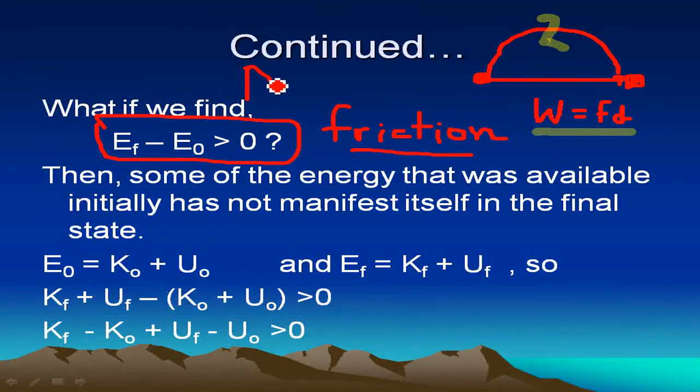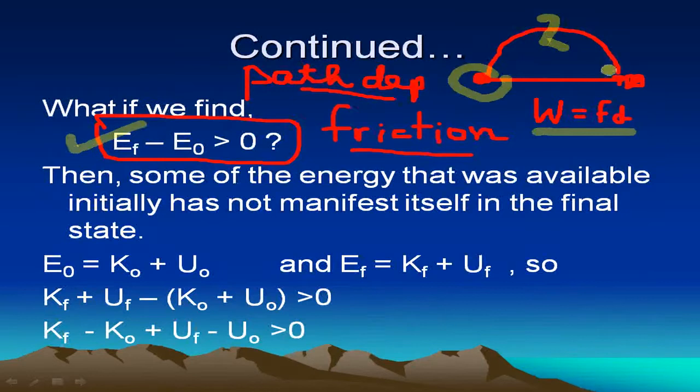I don't know if I can write that up here successfully, but let's try. Path dependent. I won't write out the full word dependent. So if the particular force that the work is being done against is path dependent, then you're not going to find that the energy is conserved, because it will matter where you start. It won't be exactly where you start and where you end that matters. It will matter what is the pathway you follow.